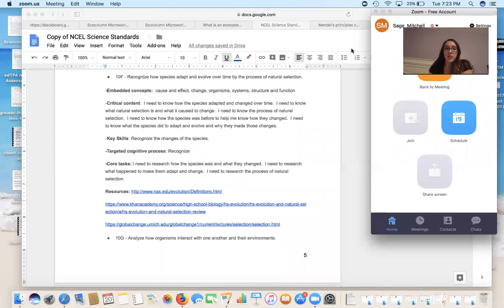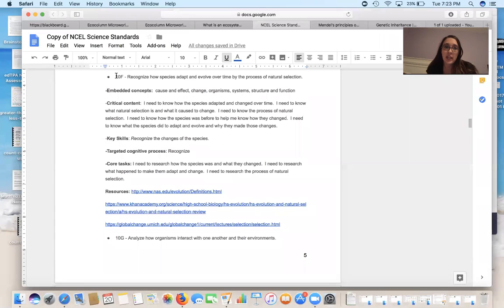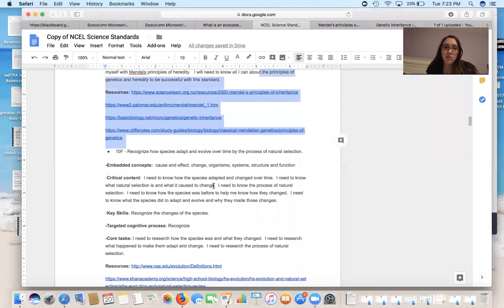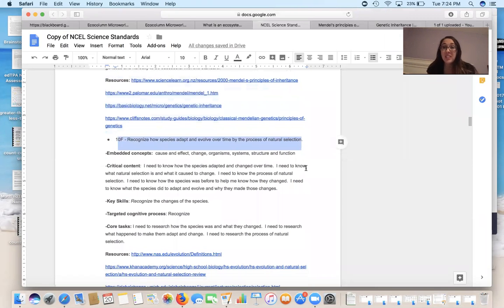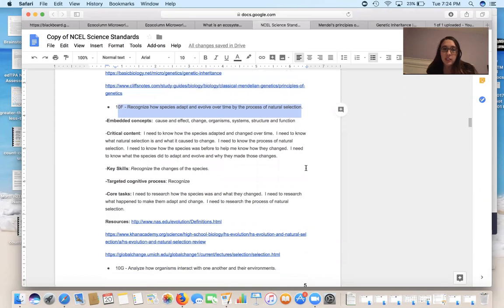Okay, guys, now we're on 10F. This is the Science Center 10F. Recognize how species adapt and evolve over time by the process of natural selection. I'm sure that sounds familiar. I remember learning about natural selection in school as well. So we need to familiarize ourselves with these aspects and these parts of the standard.